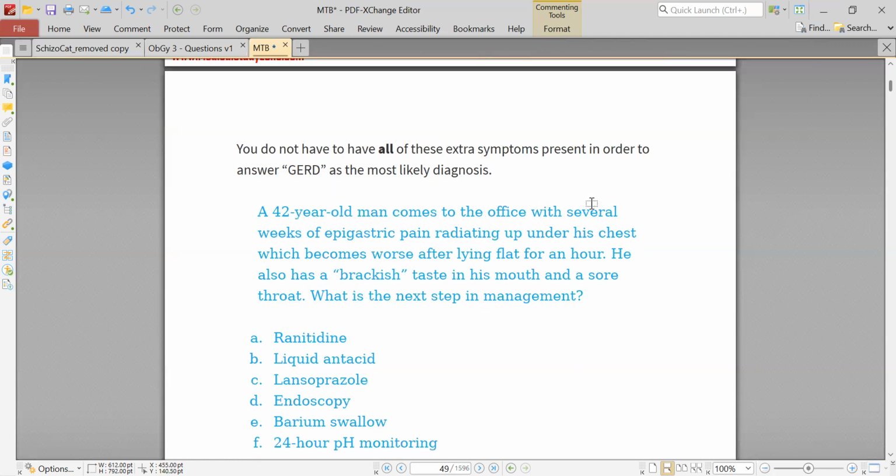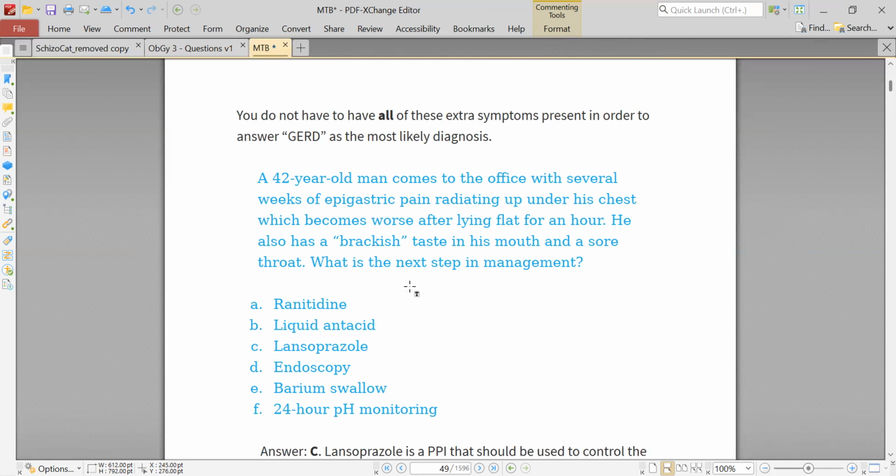A 42-year-old man comes to the office with several weeks of epigastric pain radiating to the chest. So see epigastric pain radiating to the chest, it's going to be GERD. That's actually worse after lying flat for an hour. He also has a brackish taste in his mouth and a sore throat. What is the next step in management? This patient clearly has GERD.